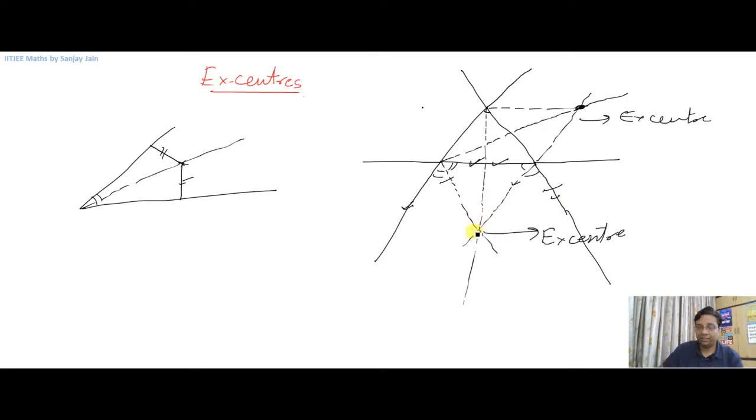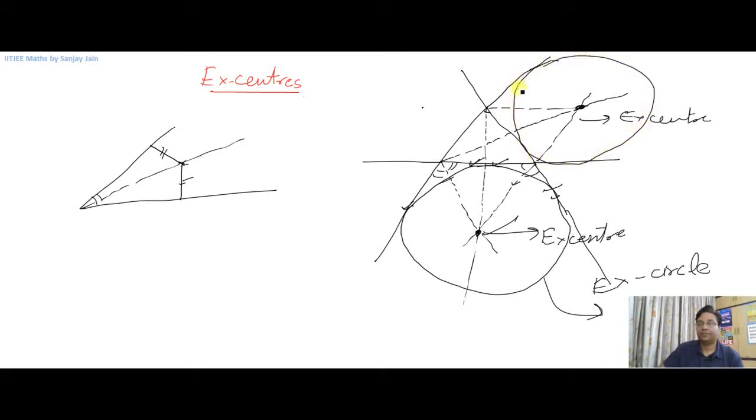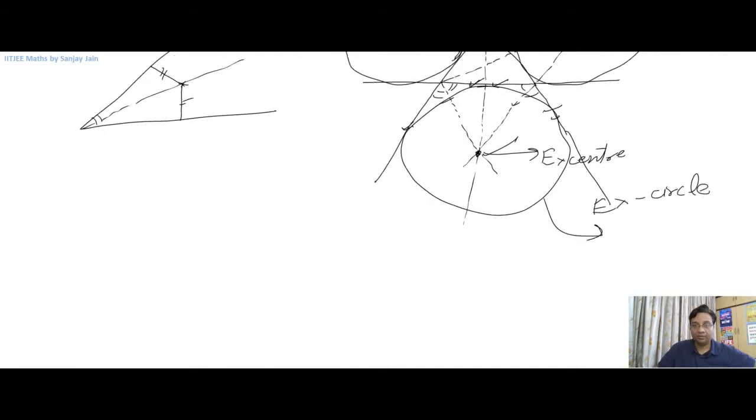What I mean to say here is that I can draw a circle touching all the three sides of the triangle externally, okay, having this as my center. So this circle is known as X circle. Okay, obviously we will have three such X circles for this triangle, right? So the circle touching all the three sides of the triangle externally. All right, okay, so let us discuss about X center and X circle a little more.